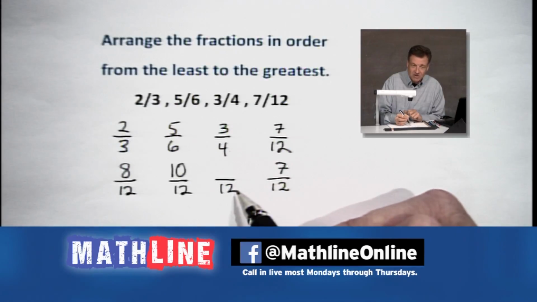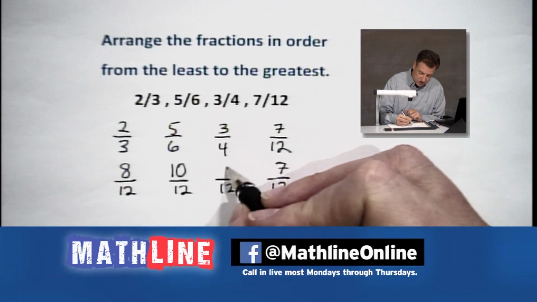Let's see, 4 times some number, it's going to be a 3. 3 times 3 gives you 9.